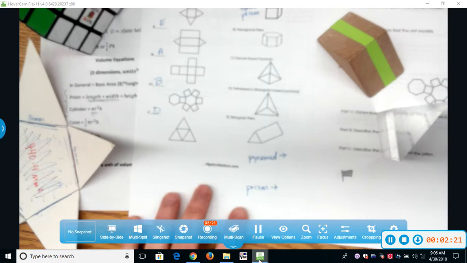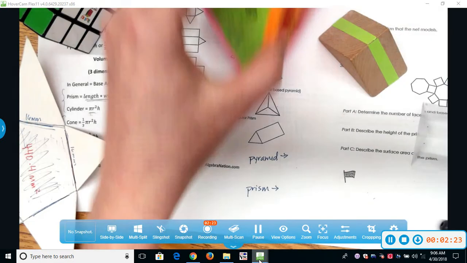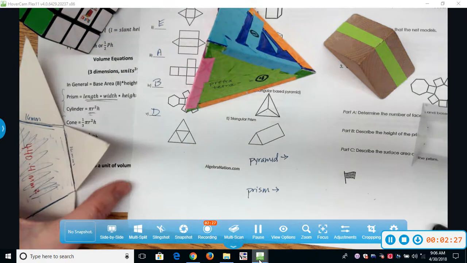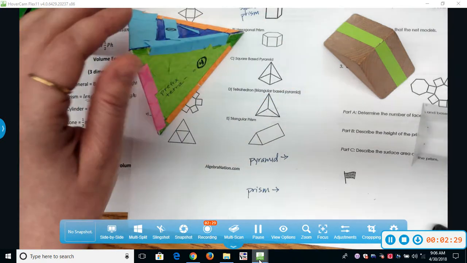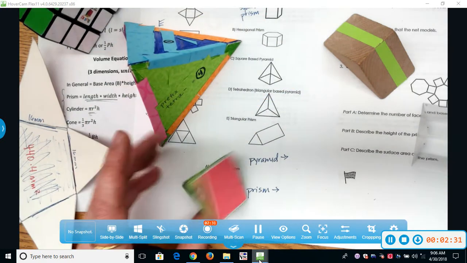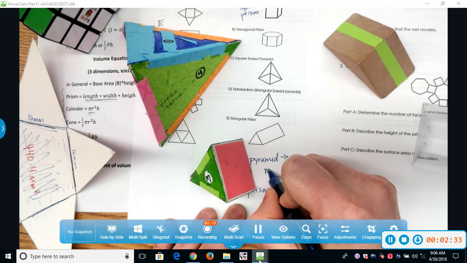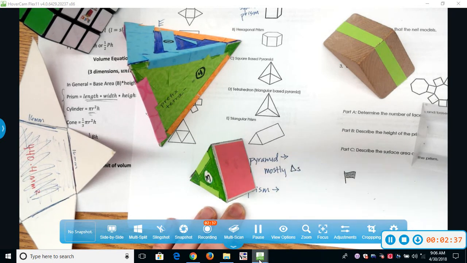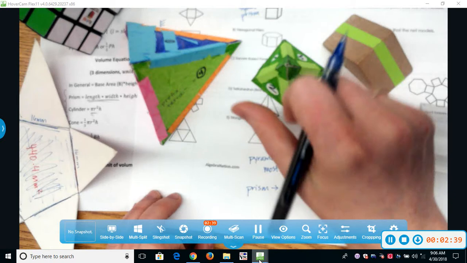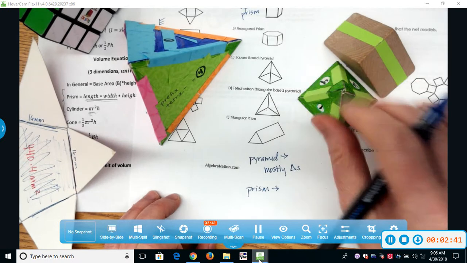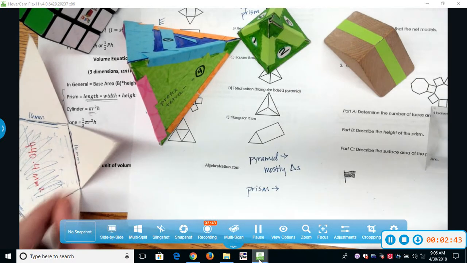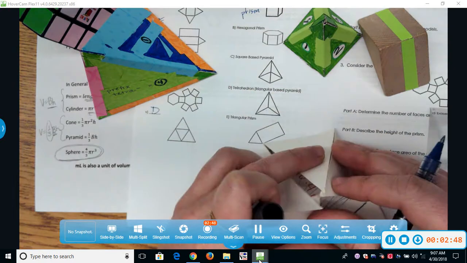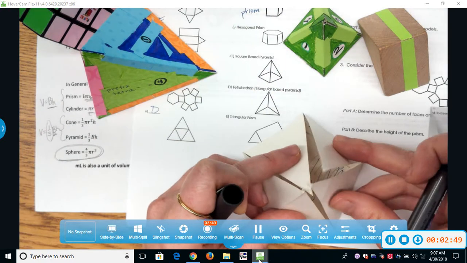All right, a pyramid is all triangle faces. So an example of a pyramid is this tetrahedron. So it's mostly triangles. Okay? So here's another pyramid. It just so happens that it has a square base. And here's another one. It's got a pentagon base. This one is also a pyramid. Okay?